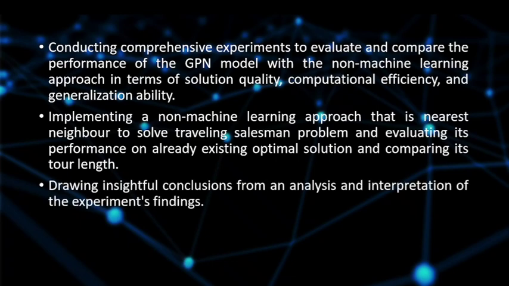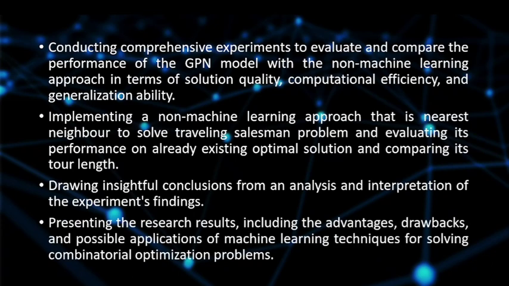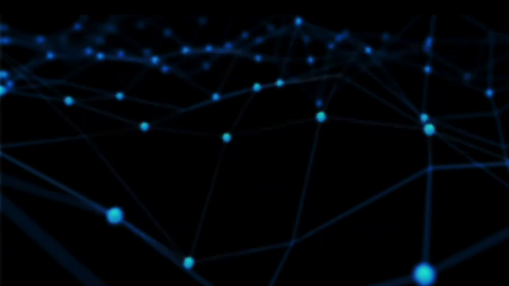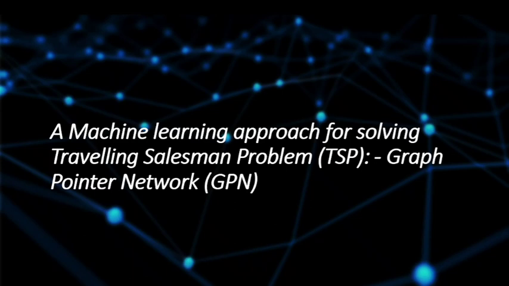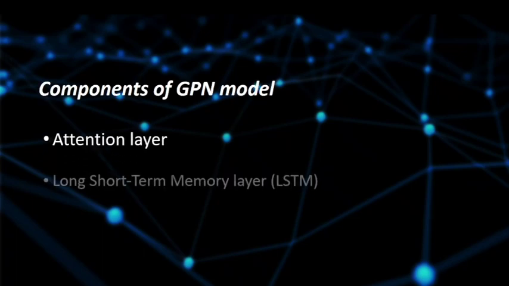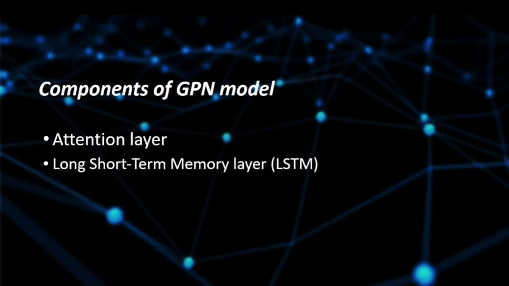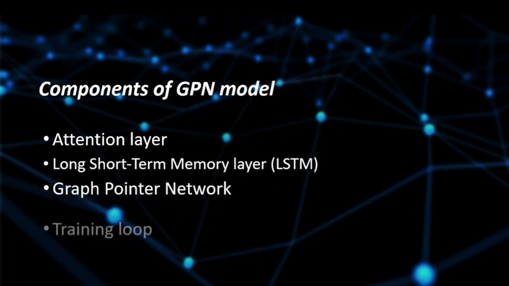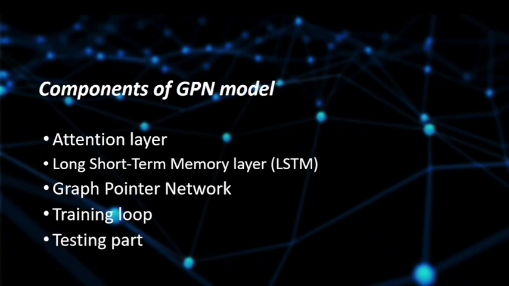Drawing insightful conclusions from analysis and interpretation of the experiment's findings. Presenting the research result, including the advantages, drawbacks, and possible applications of machine learning techniques for solving combinatorial optimization problems. Let's begin with the machine learning approach to solve traveling salesman problem, which is graph pointer network. The components of graph pointer network model are the attention layer, the LSTM layer also known as long short-term memory layer, the graph pointer network, the training loop, and the testing part.